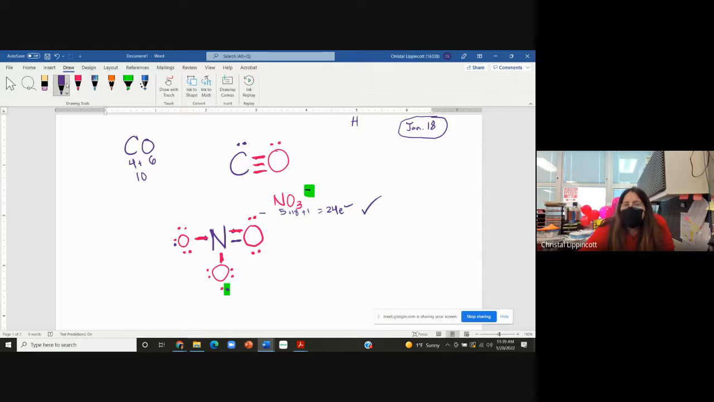Now, the last thing that I need to do for this is put it in square brackets so that I can put that charge out here. So let me get rid of some of this stuff so that it doesn't muck up the works. And then I'm going to put my negative sign here. That indicates that this is a negative ion. So we've added 1 electron here.